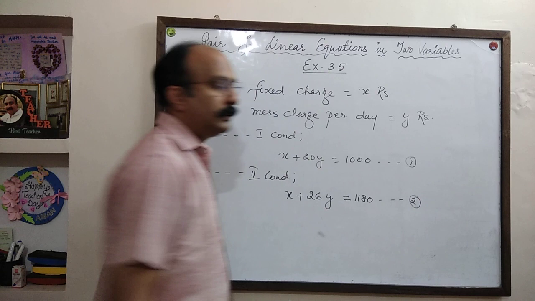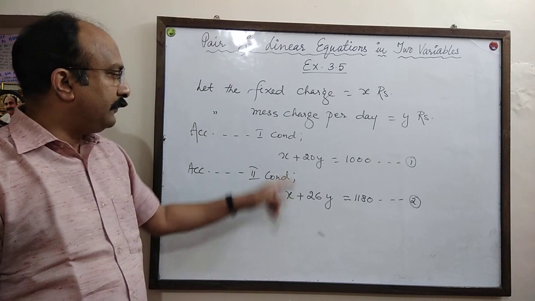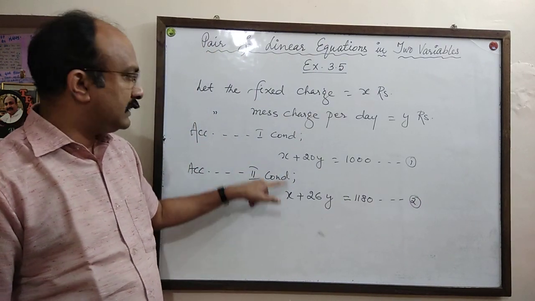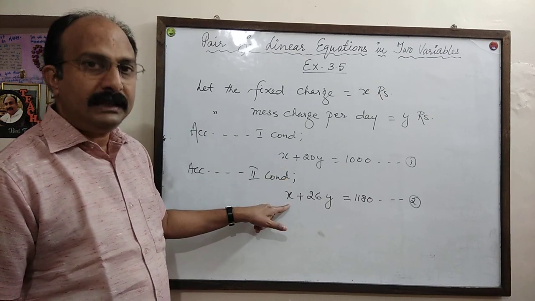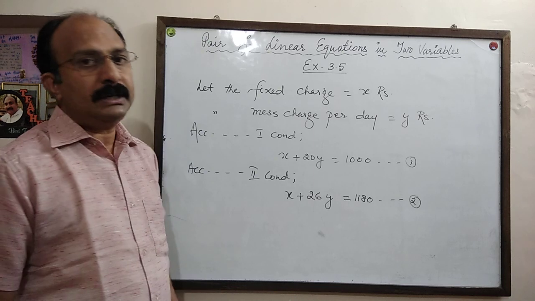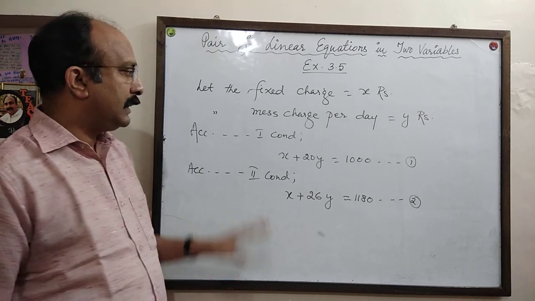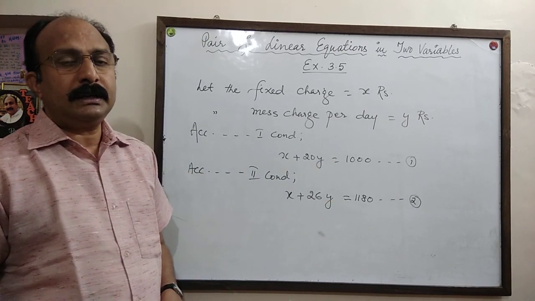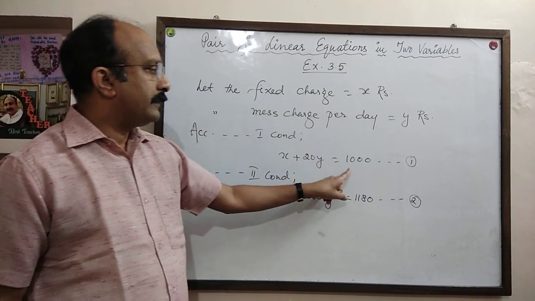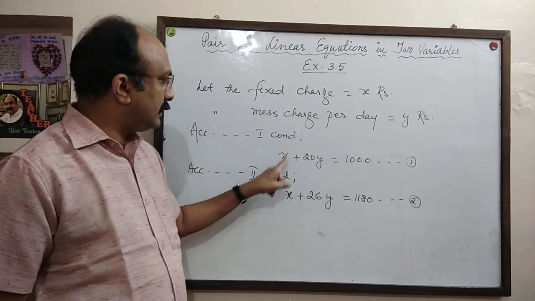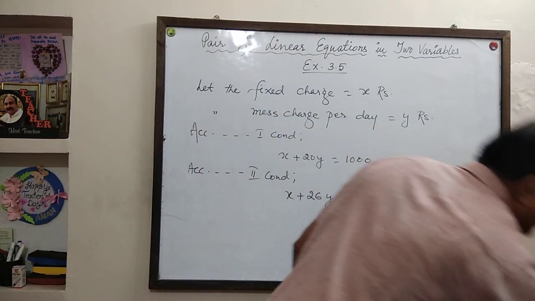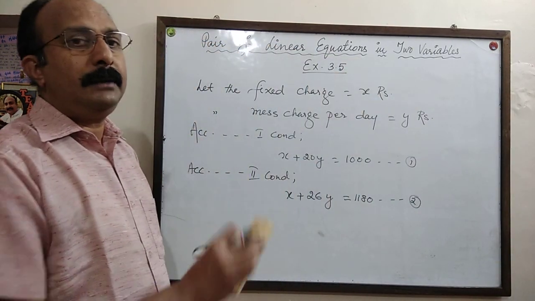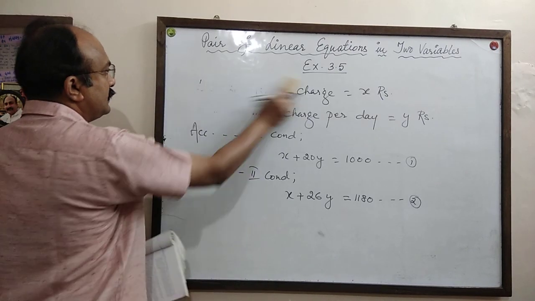Equation number 2. The best method for solving it further is the elimination method, because in both equation number 1 and equation number 2, X is common. So by subtraction, X and X can be cancelled. I hope you can further continue this by solving it by any method, and the best method is the elimination method. So please solve this question further by the elimination method. Now next question.